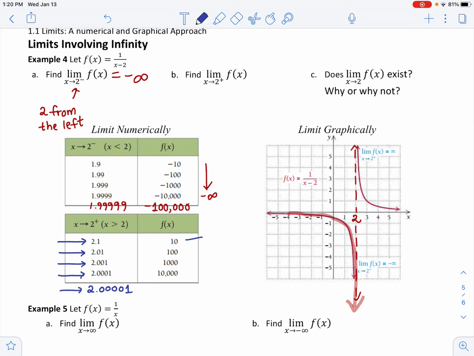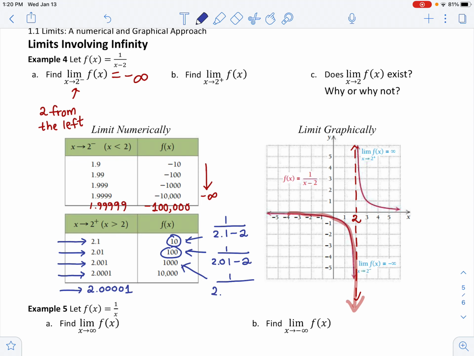But if x is doing that, and if you plug in these x values, 1 over 2.1 minus 2, and you plug this into your calculator, that will give you 10. And you keep on going. 1 over 2.01 minus 2. And thank goodness we did this beforehand, so we don't have to sit here and type these in the calculator, right? So that will give you 100.